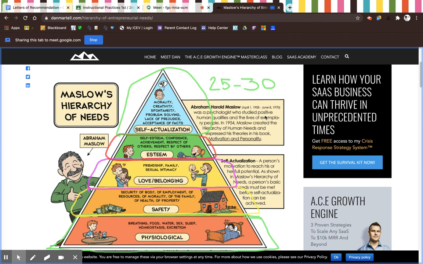You have to have the physiological foundation before you can have safety. You have to have safety before you can have love and belonging. You cannot be a self-actualized person who is not physiologically secure. They build one on the other. So yeah, the road is ahead of you.